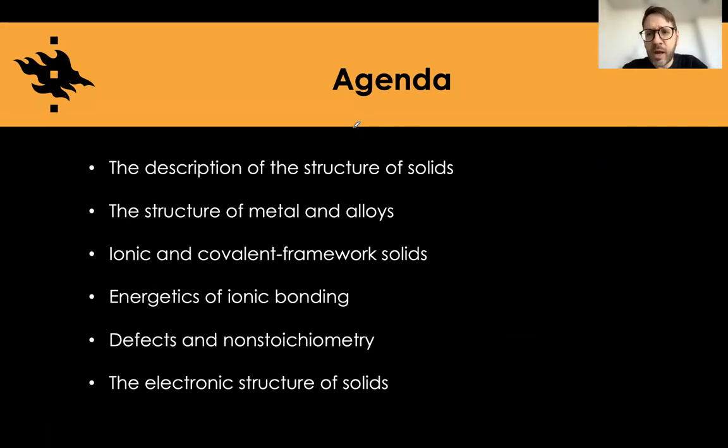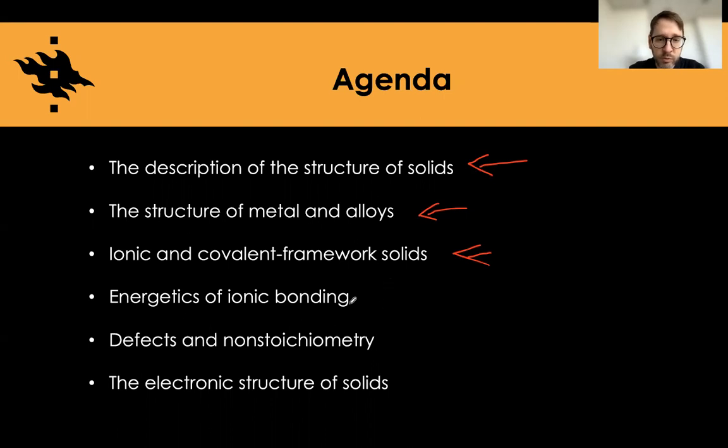So we will have a total of 3 lectures covering several aspects of solid-state chemistry. So our agenda for these lectures will cover the description and understanding of the structure of solid materials. Then we will talk about metals and alloys, which play a very important role among all solid materials in inorganic chemistry. Then we will discuss also ionic solids and covalent framework solids. Here, covalent framework solids also have emerged as an important class of materials, such as metal organic frameworks, for example.